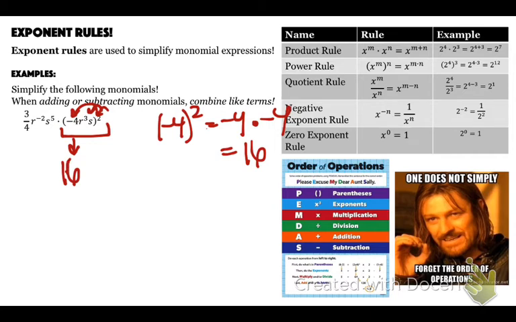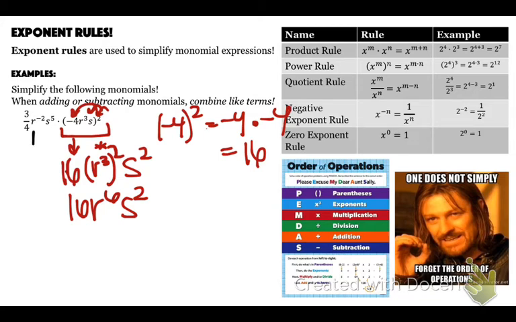r cubed to the 2nd power. Let's just write it. R cubed to the 2nd power. And then s, there's no power there, so that's just going to be s squared. Remember, when we have a power raised to a power, you multiply those. So this is really 16r to the 6th s squared. Then I can bring the rest of this down. So 3/4 r to the negative 2nd, s to the 5th.